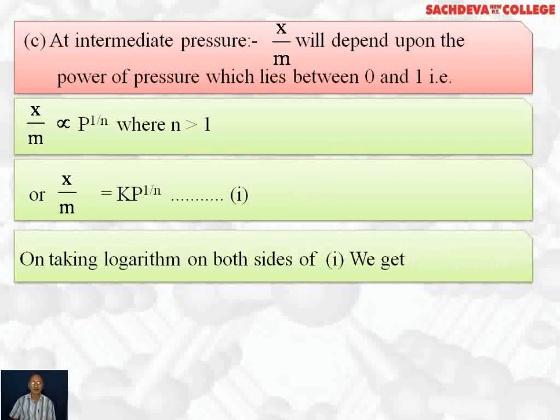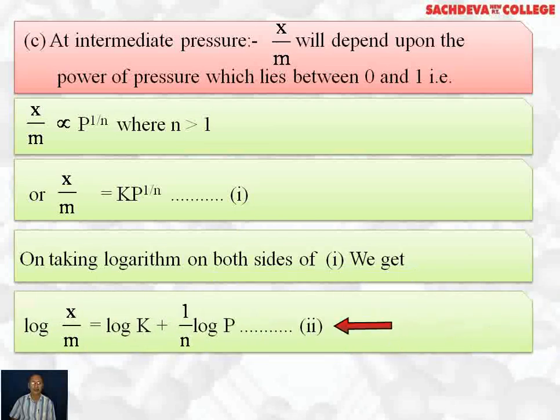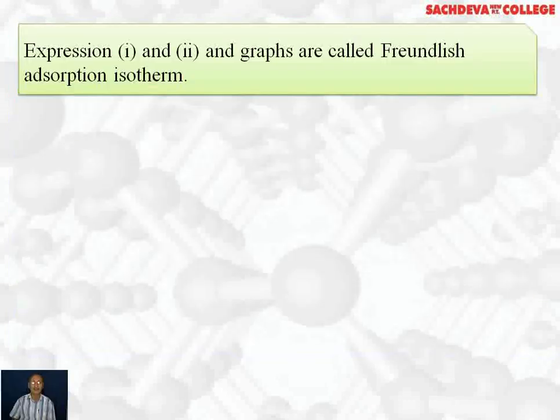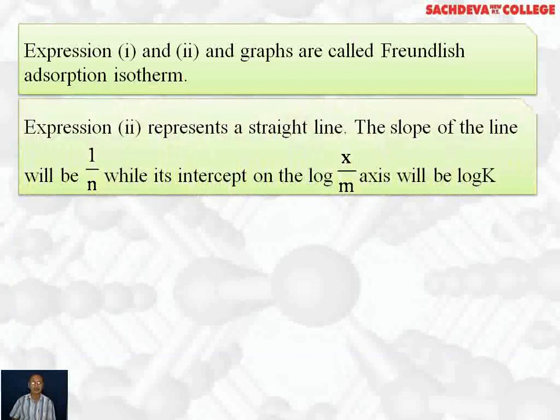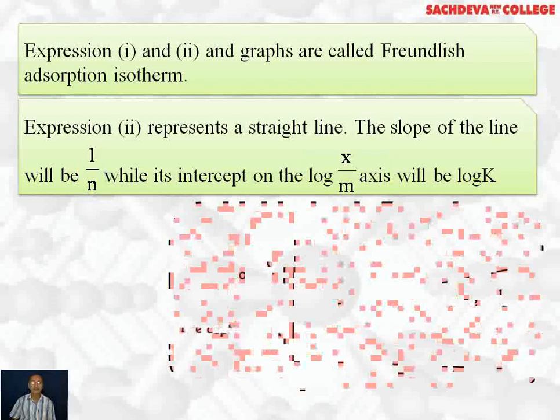On taking logarithm on both sides of the first equation, we get log x over m is equal to log k plus 1 over n log p. This is the second expression of Freundlich adsorption isotherm. Expression 1 and 2 and the graphs are called Freundlich adsorption isotherm. Expression second represents a straight line. The slope of the line will be 1 over n, while its intercept on the log x over m axis will be equal to log k.